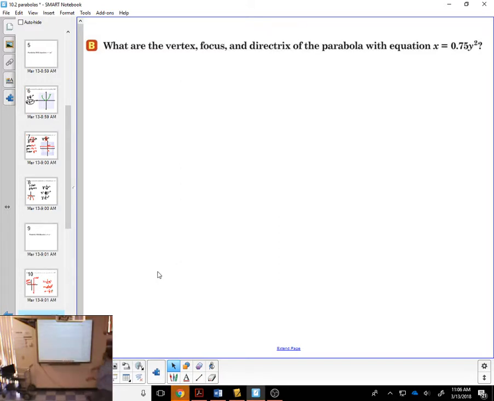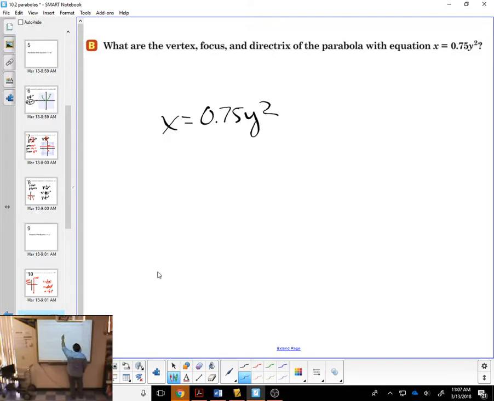This is a good question. Here's what you get. They give you the equation. Here's the equation to the parabola. This is not a directrix. This is an equation to the parabola. It is 0.075 y squared.